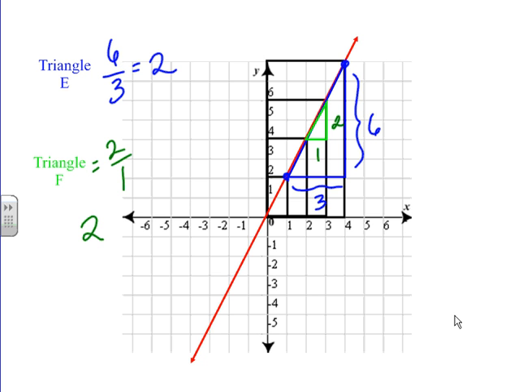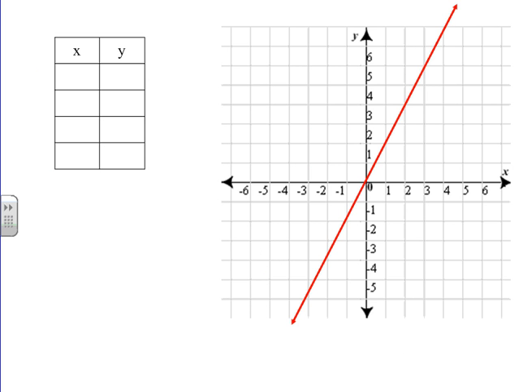It does not change, no matter what points we're choosing. Now let's take this a step further, and let's record some points for this line here. So I'm going to use the points 0, 1, 2, and 3 as our input, and we're going to come up with some output numbers.